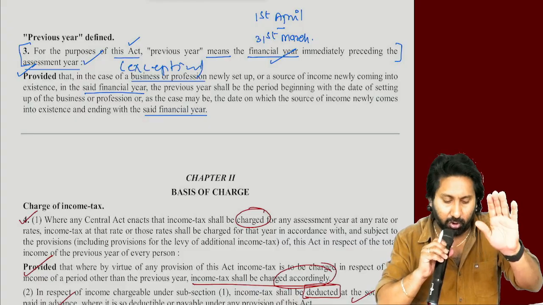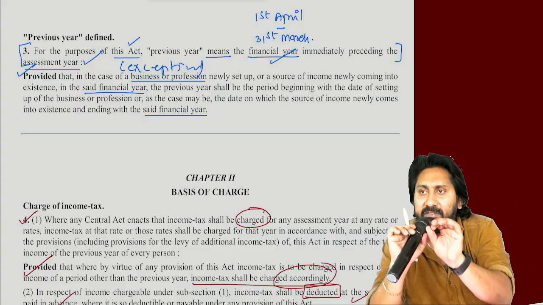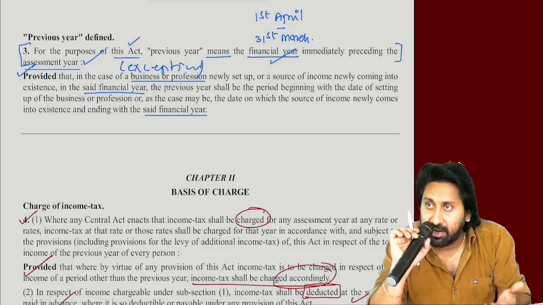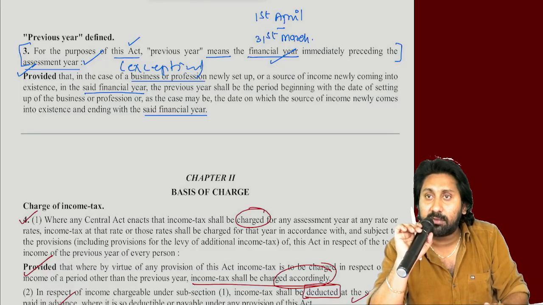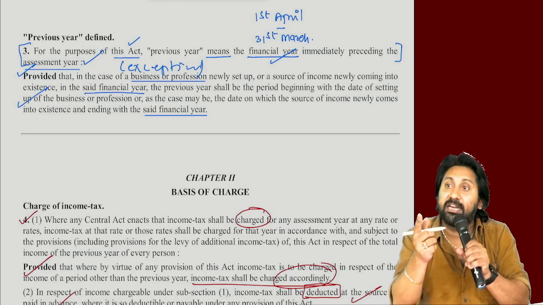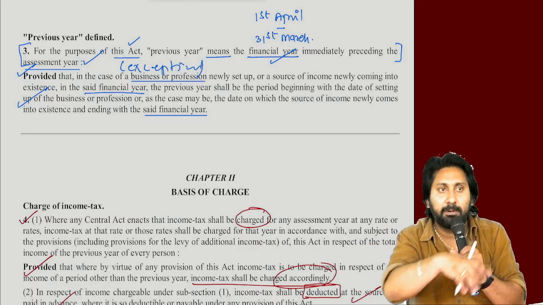Before going into that, did everyone understand the meaning of previous year clearly? Is previous year a calendar year or a financial year? Immediately preceding which year? Now, forget about the proviso. Let us read assessment year first, then we will come back to the proviso and complete it all together.